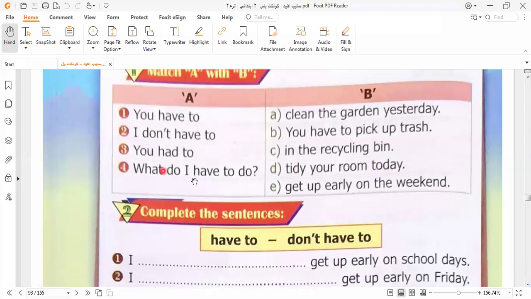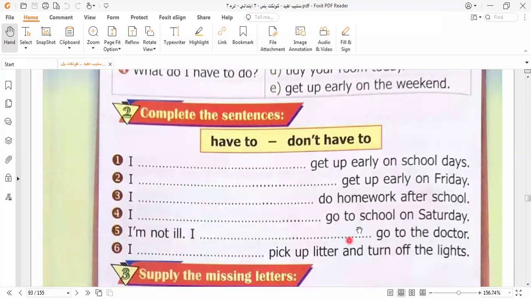What do I have to do? Here we ask about the task. You have to pick up the trash. So I select number 4 for number 2. Let's go to answer the sentences below.